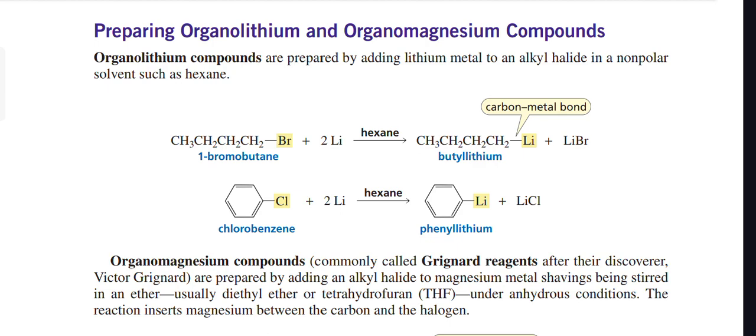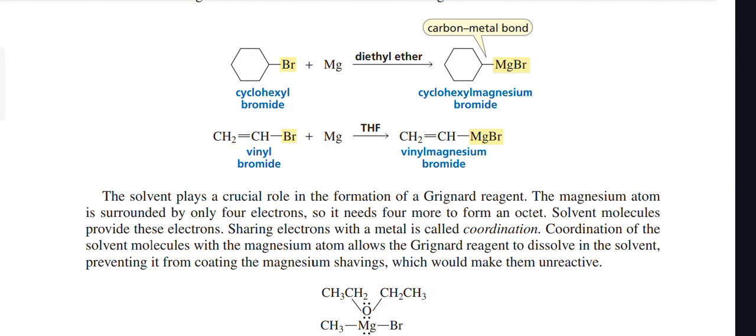to magnesium metal shavings, stirred in an ether, usually diethyl ether or tetrahydrofuran, under anhydrous conditions. The reaction inserts magnesium between the carbon and the halogen. The solvent plays a crucial role in the formation of the Grignard reagent.